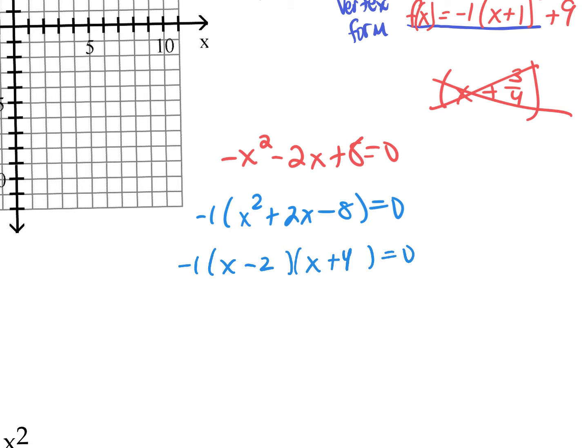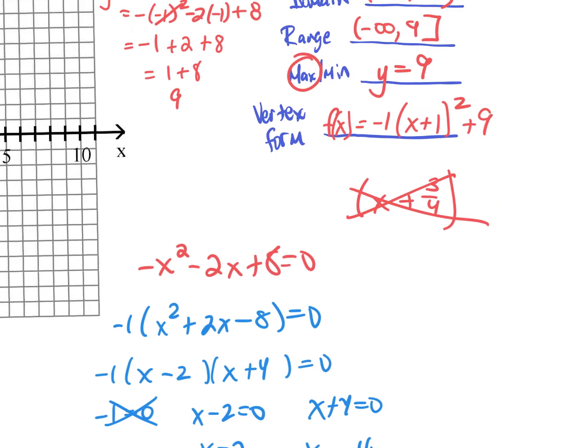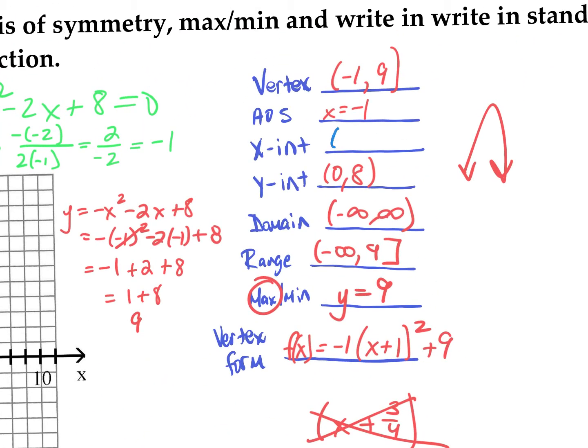Now we set each piece equal to 0. So negative 1 equals 0, not true. x minus 2 equals 0, so I have an x-intercept at positive 2. And then x plus 4 equals 0, so you have an x-intercept at x equals negative 4. So your x-intercepts would be (negative 4, 0) and (2, 0).